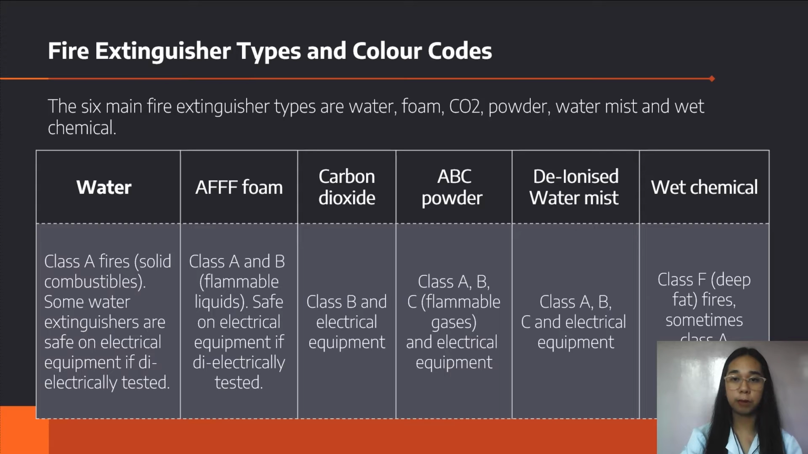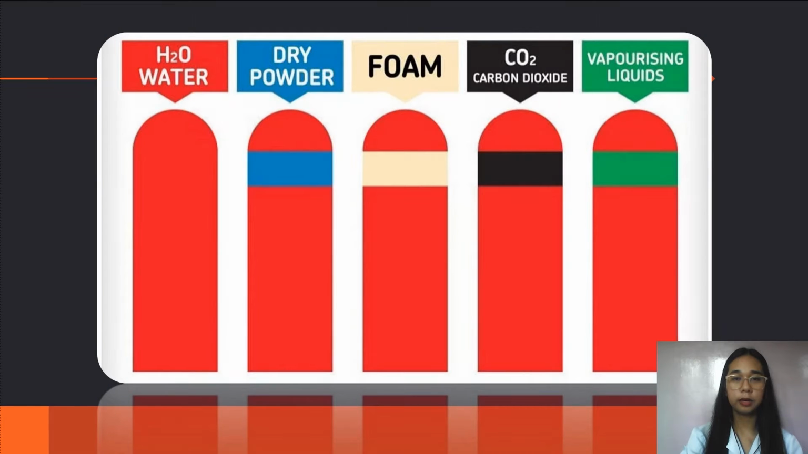The ABC powder is for Class A, B, and C, which are flammable gases, and some electrical equipment. So the deionized water mist is for Class A, B, and C fires and electrical equipment. And lastly, we have the wet chemical, which is for Class F fires, which is deep fat, and sometimes Class A fires.